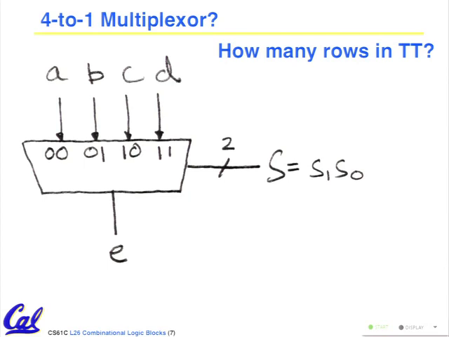How many rows in my truth table for my 4-to-1 mux? 64. How do you get 64? 2 to the 6. How do you get 6? 6 total inputs. Exactly right. 6 inputs: 4 data lines, 2 signal lines. That's 6 inputs. 2 to the 6 is 64.